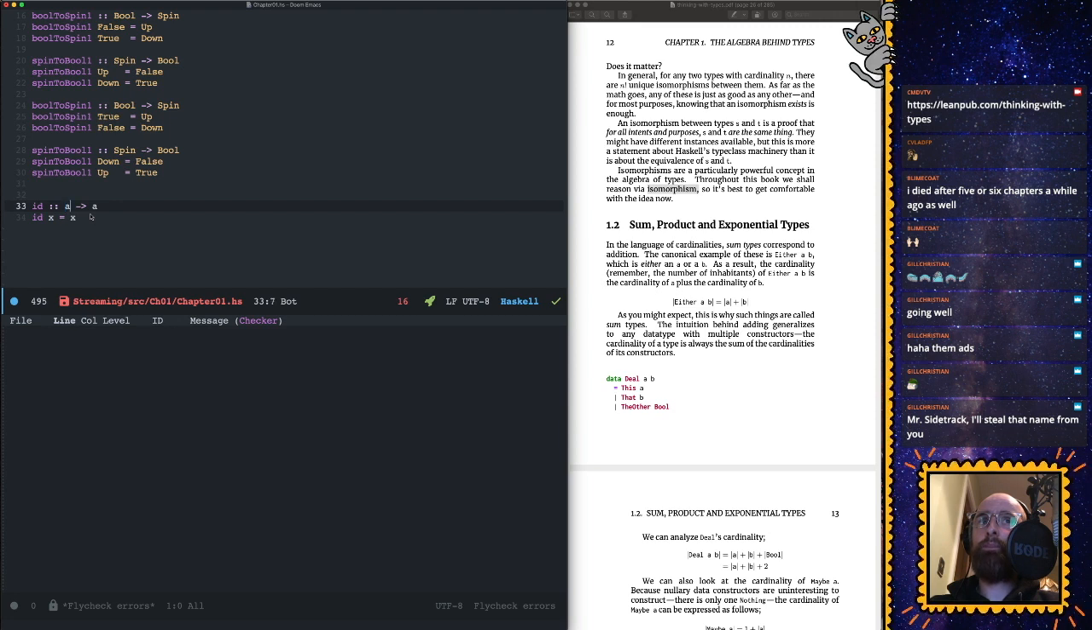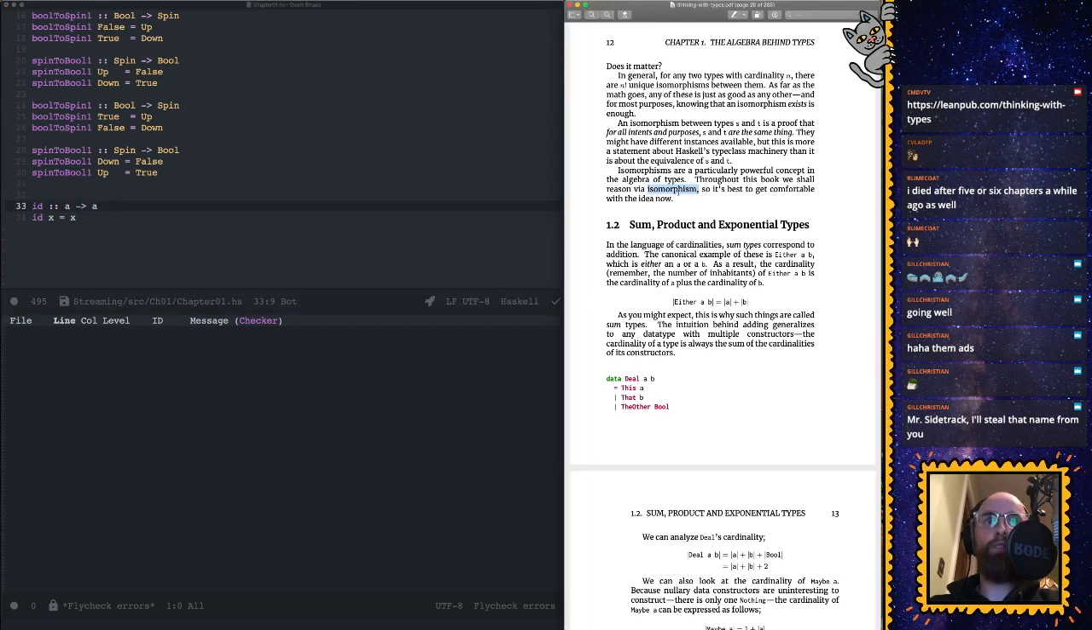I'm probably getting things confused. But yeah, a to a, that's isomorphic, but isomorphism is something different. Hold on, knowing that an isomorphism exists. So the isomorphism is actually going from one function to the other, isn't it? Okay, so I got it the wrong way around. Why have they got the same name?